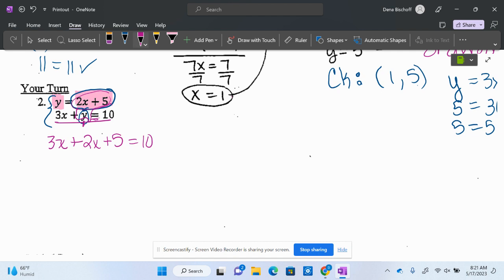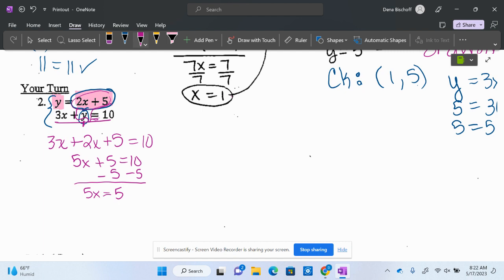Okay. So let's solve. Let's see. Combine like terms. 3x plus 2x is 5x. So I have 5x plus 5 equals 10. What am I going to do now? Subtract 5 from both sides. Subtract 5. We're solving for x. So 5x equals 10 minus 5 is 5.